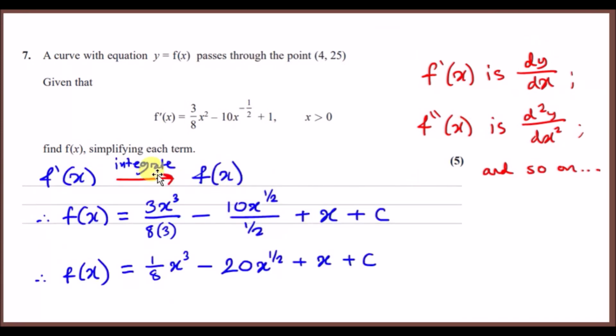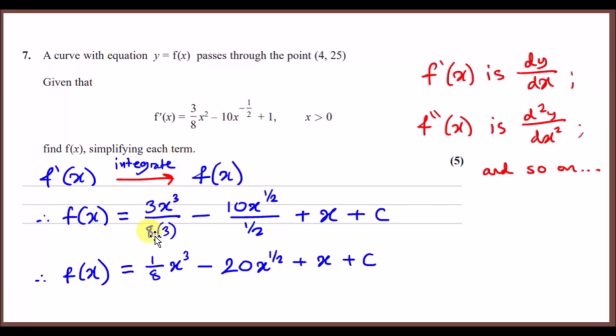So on the next slide I did it here. So always state this fact here. So f prime x to f(x) you integrate. Now integrating is, well, straightforward, thankfully. You look at each term, so let's look at the first one, 3 over 8 x squared. We look at x squared, raise the power up by 1, so it'll be x cubed, and then divided by 3.